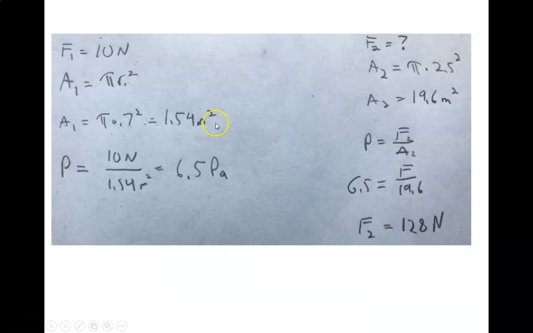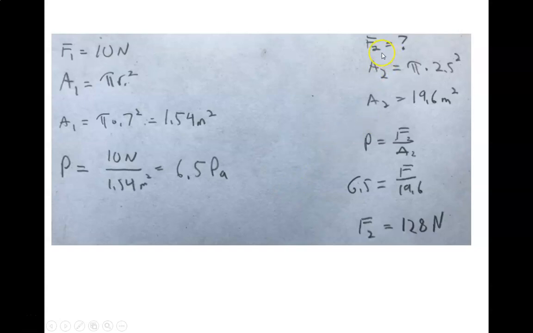So this is how we work that. First off, we find the area of piston 1, so pi r squared. The radius of piston 1 was 0.7, so pi r squared gives us 1.54. The pressure that we're generating is equal to force over area. So that's 10 newtons of force divided by 1.54 meters squared, which gives us a pressure of 6.5 pascals. So now we've done the left piston, and now we know how to do the right piston.